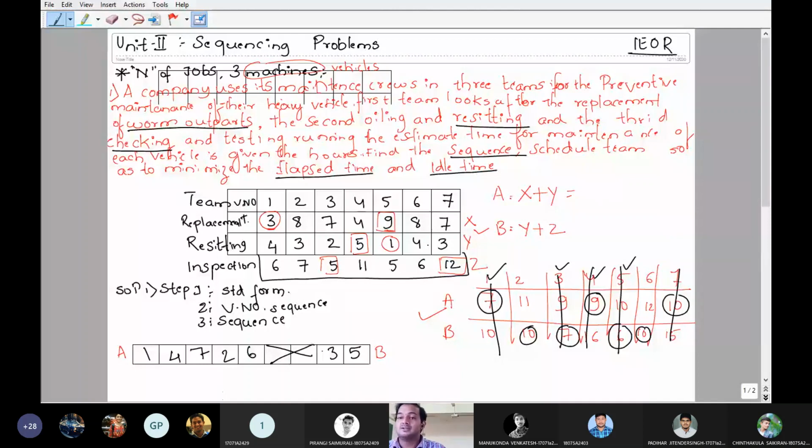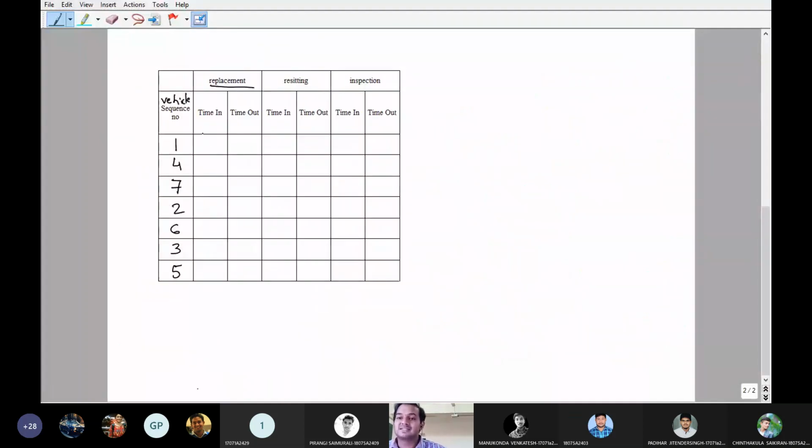Okay, fine. Now we'll start with the sequence. The time will start from 0, and how much time is it taking to complete this task? Vehicle 1 is taking 3, right? Fine. Now, after replacement, the setting will start with 3 hours or 3 minutes. How much time is it taking for the setting of the first operation?